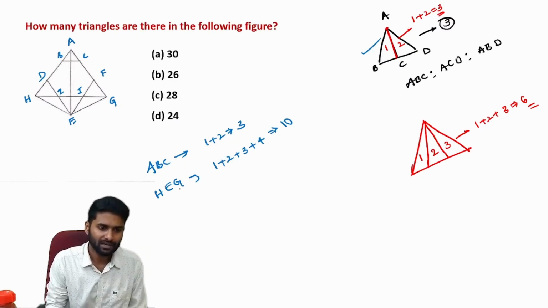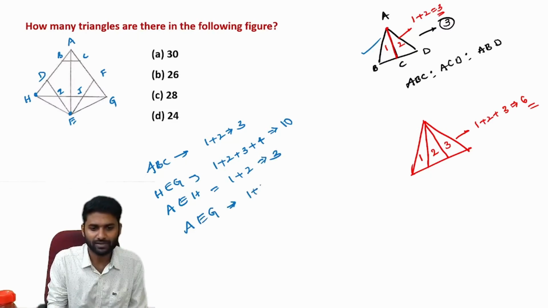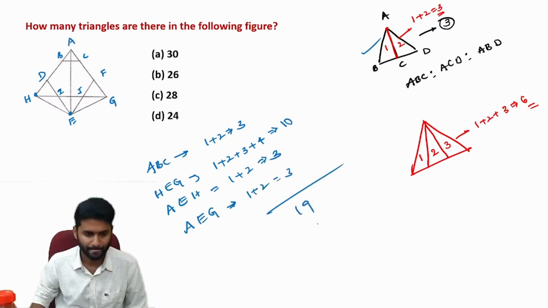Next, let's go through that. If you observe this picture, guys. A, E, H. Guys, A, E, H, now see. These are the points you have to consider. Again, this is the line which passes, so definitely it divides into 2 parts. 1 plus 2 is equal to 3. Same way, AEG also gives 1 plus 2 is equal to 3. Till now, the total number of triangles is 19.